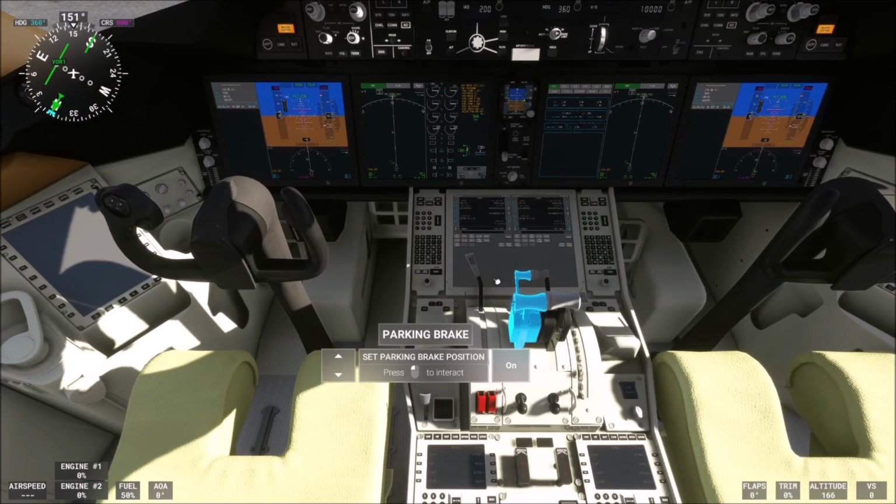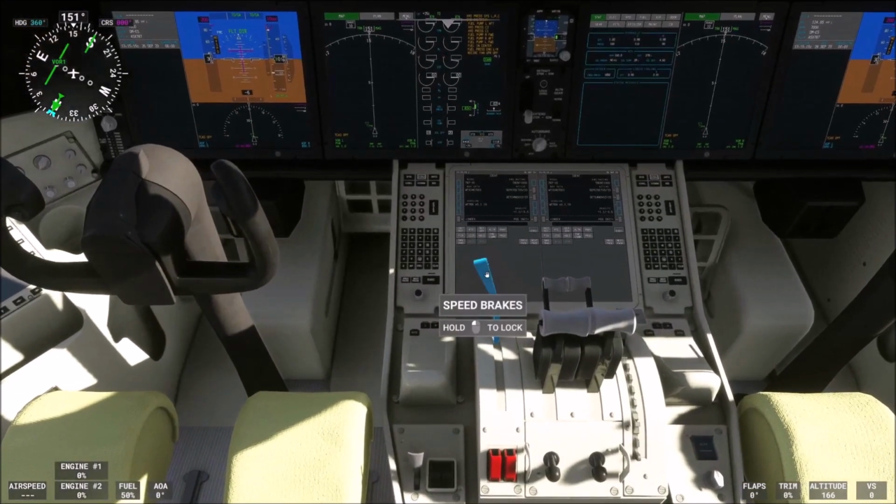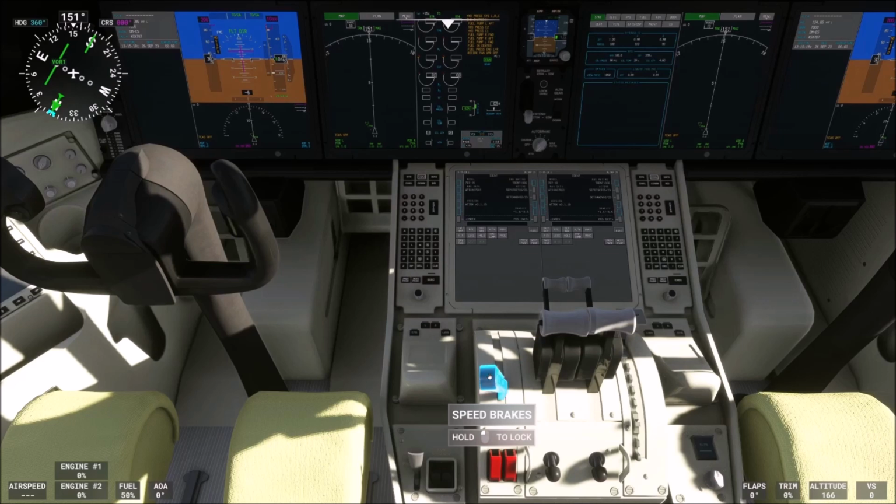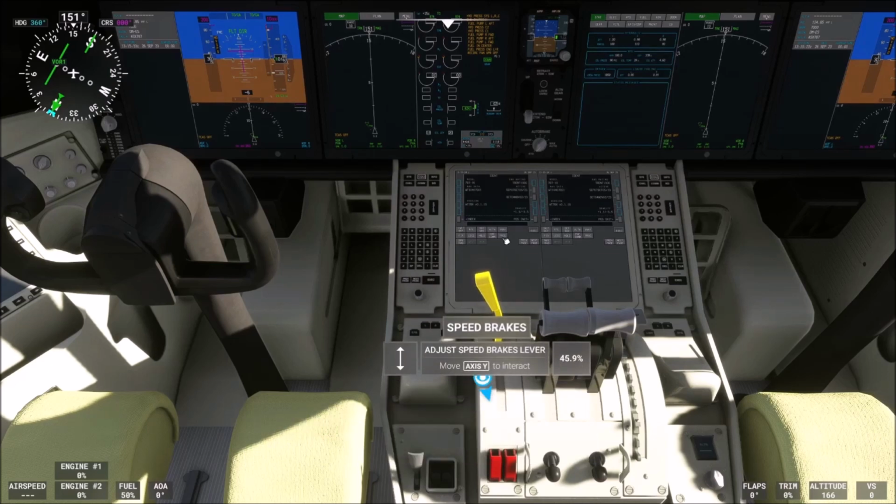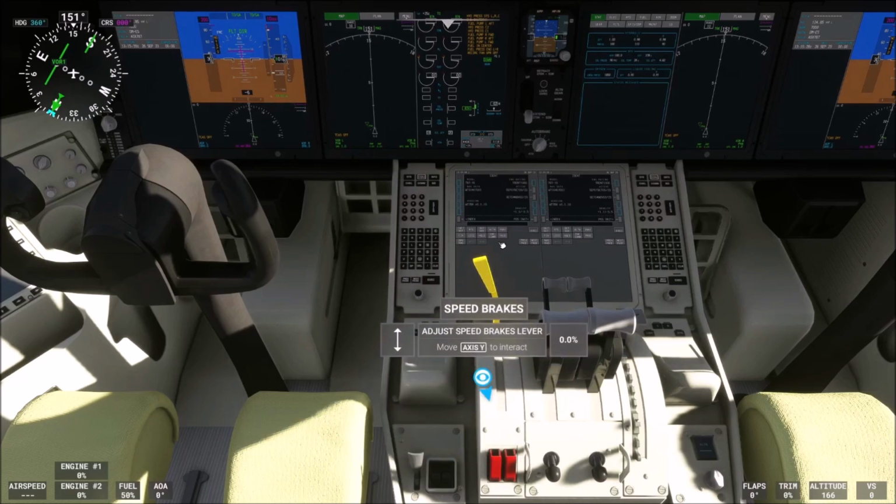This is something also that I don't understand. Speed brakes must be set to down position. Why? Here they're armed.